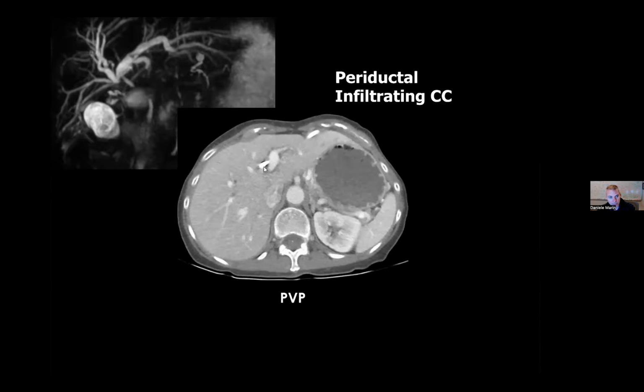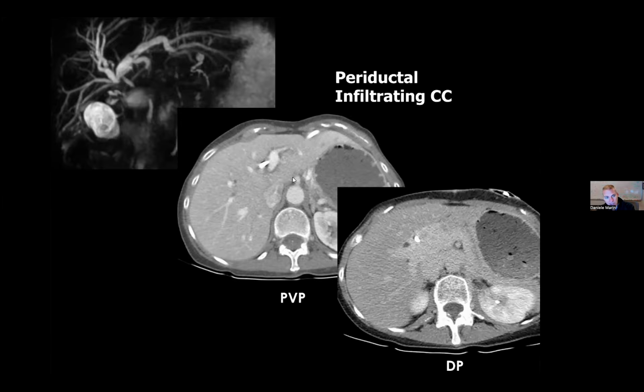There is a biliary stent in place. You can see this kind of ill-defined tissue. It's very difficult to actually separate normal liver parenchyma from the actual lesion. And this was a very large lesion, actually.